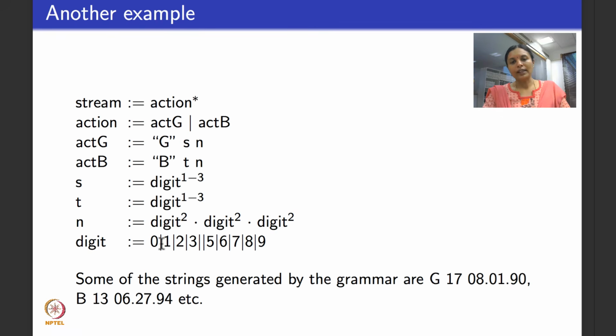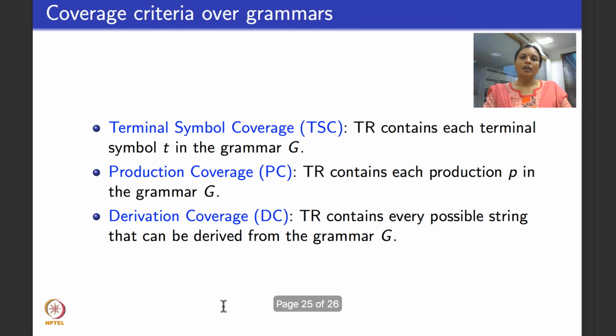So if I take this grammar, how will I generate strings? I start with stream and then I do one of these act of G or act of B. Based on what I do, the string begins with a G or with a B as indicated here. Once I have a G or a B, I could have 2 or 3 digit number, like I have 13 here and 17 here, and then I have this 2 digits followed by a dot followed by 2 digits followed by a dot followed by 2 digits, which come from this rule for n. So strings generated by this grammar are of this form. Is that clear? So now I again define coverage criteria over grammars.